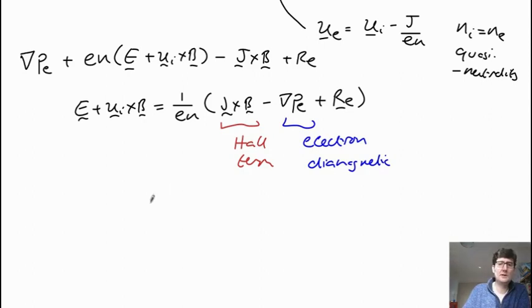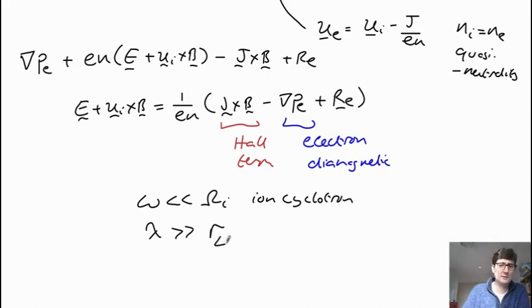And in order for these terms to be small, we essentially need that the frequencies are much smaller than the ion cyclotron frequency. So we need that all frequencies are much less than the ion cyclotron. And we need that length scales are much bigger than the ion gyro radius, so I call that r_L. So that enables us to neglect these terms on the right-hand side. So if you keep these terms, you end up with phenomena on length scales which are comparable to the ion gyro radius. So these can be important for some phenomena like magnetic reconnection.